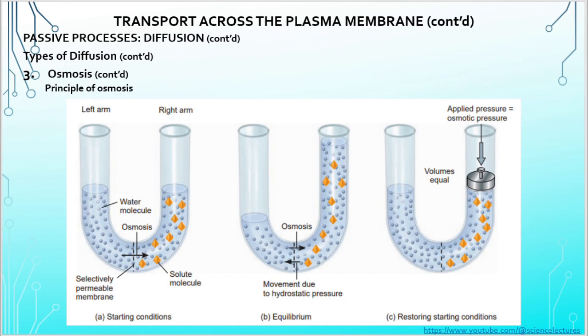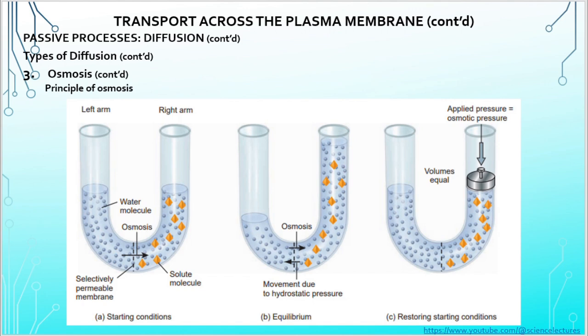So now consider what would happen if a piston were used to apply more pressure to the fluid in the right arm of the tube. As you can see in part C of the figure, with enough pressure, the volume of fluid in each arm could be restored to the starting volume, and the concentration of solute in the right arm would be the same as it was at the beginning of the experiment. The amount of pressure needed to restore the starting condition equals the osmotic pressure.